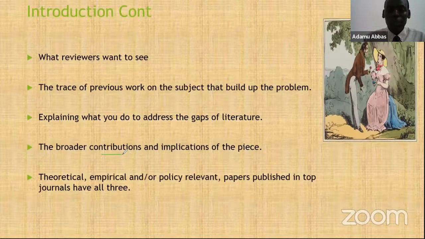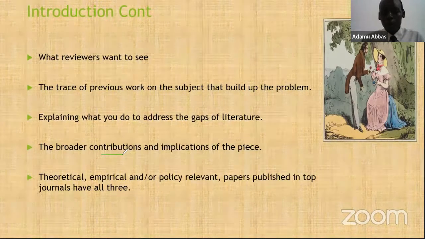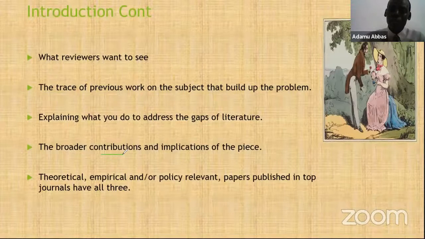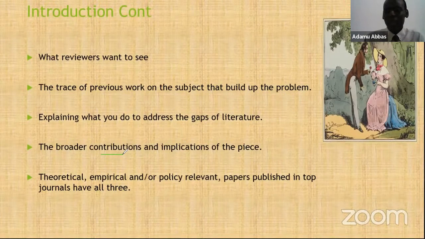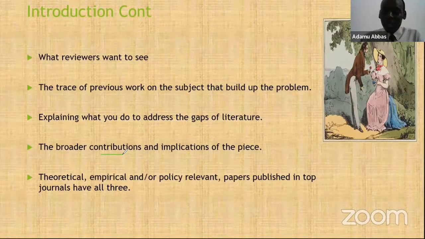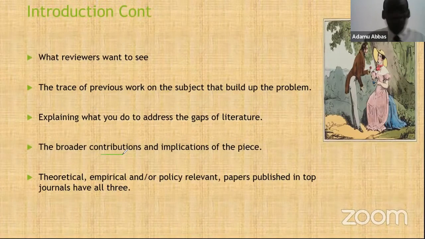What contribution will your paper make to the academic community, that is, to academicians, theoretically, empirically, as well as policy-wise.